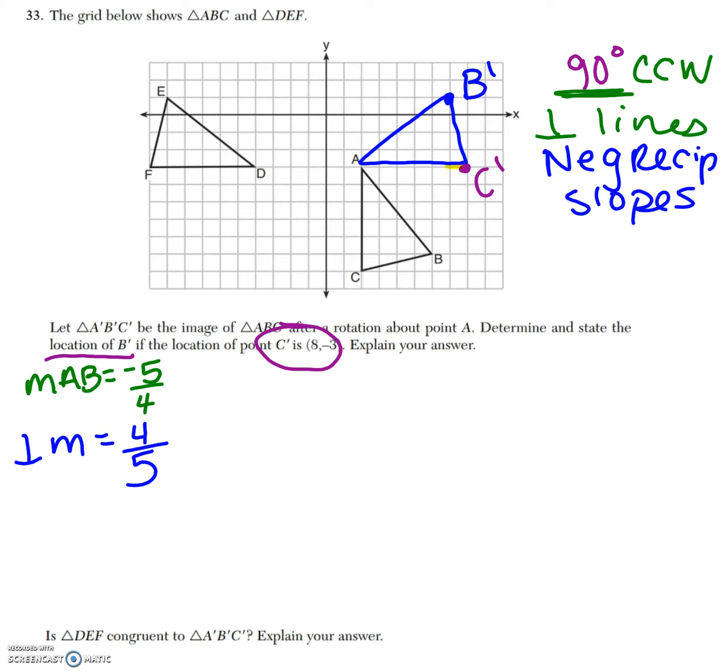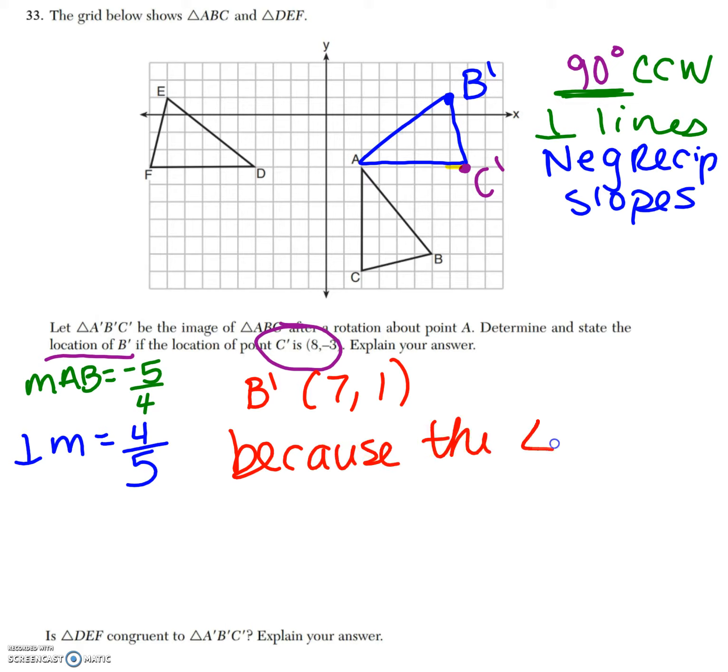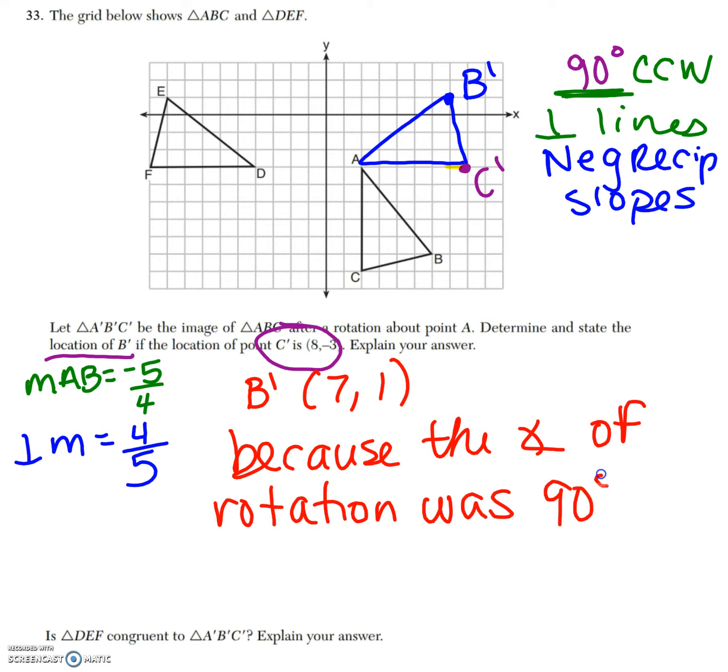So the question states, what is the coordinate of B prime? So B prime is at 1, 2, 3, 4, 5, 6, 7, 7, 1. We knew B prime was at (7, 1) because the angle of rotation was 90 degrees in the counterclockwise direction.